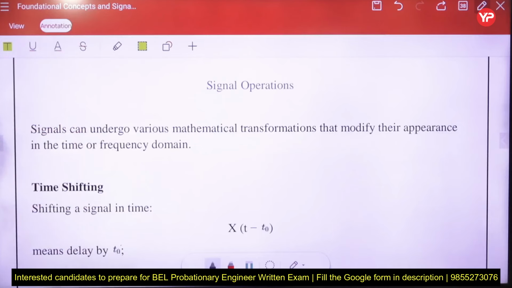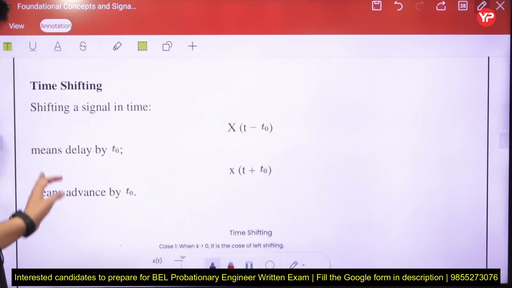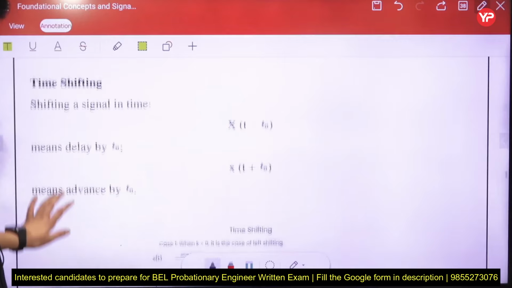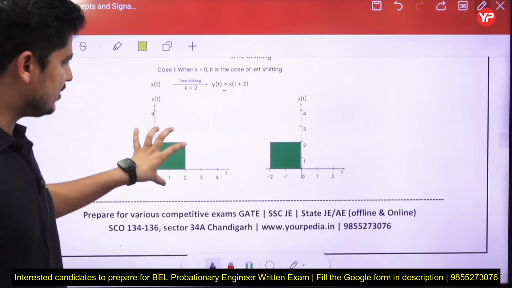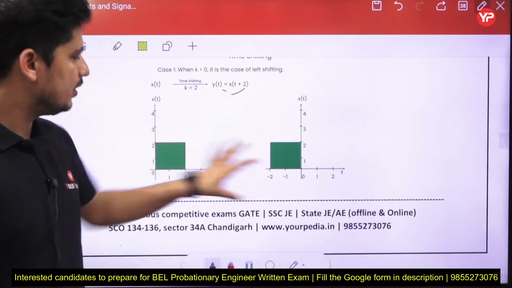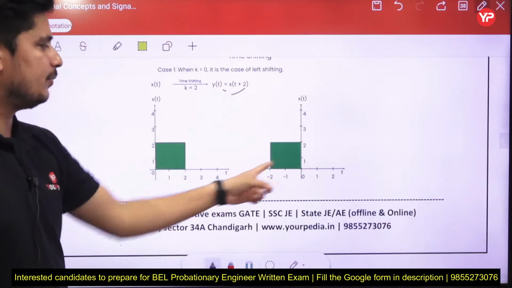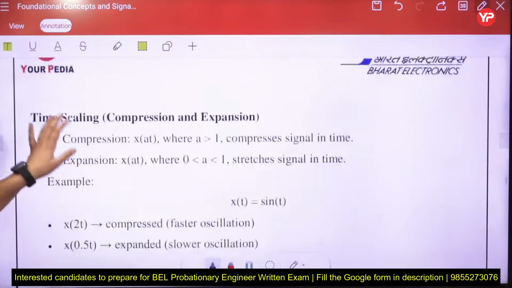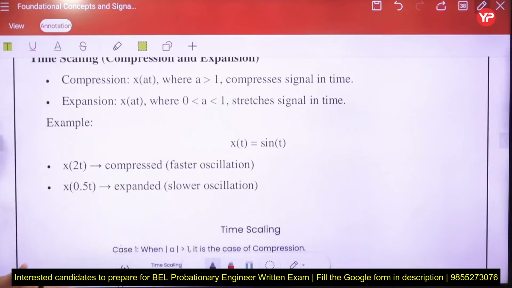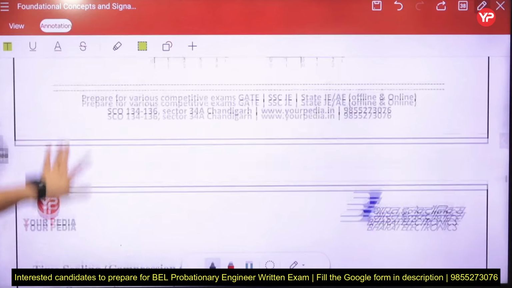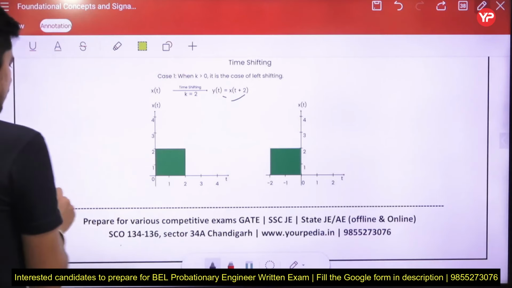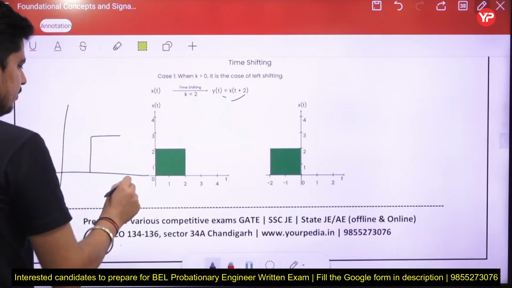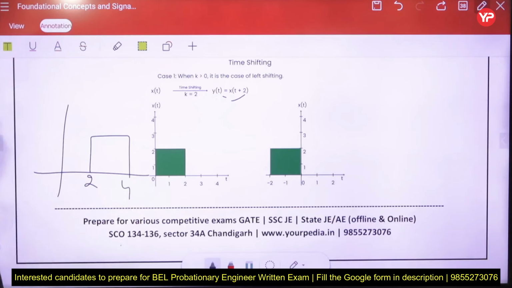Signal operation means time shifting. This is called delay, right? And this is called advance. Delay means if you are having x(t), this is the x(t) signal, x(t+2). So this complete signal will be shifted towards the left by the value 2. Similarly, you can go for t minus 2. If I am drawing the graph of t minus 2, that will be shifted towards the right by these 2 values. So 2 to 4, like that.